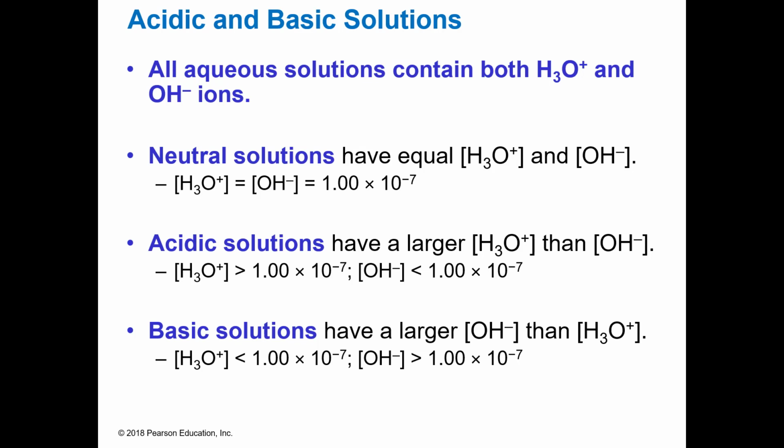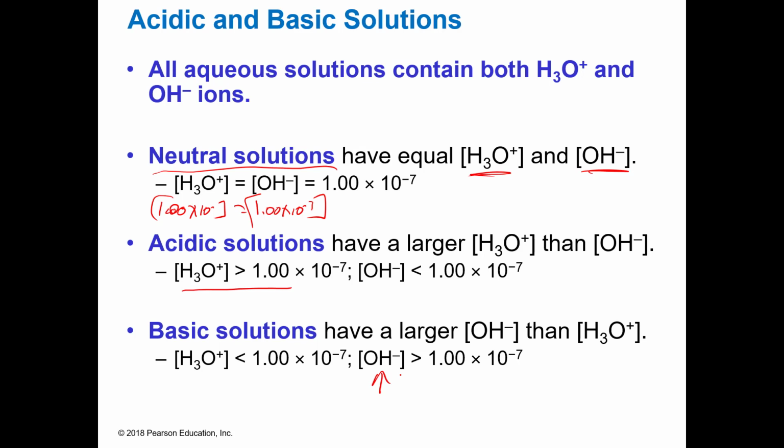So neutral solutions, that is pure water, have equal H3O+ and OH-. Each one of those is 1 times 10 to the minus 7. If they are acidic, then your H3O+ is going to be higher than the OH-. And in basic solutions, the OH- will be higher than the H3O+.